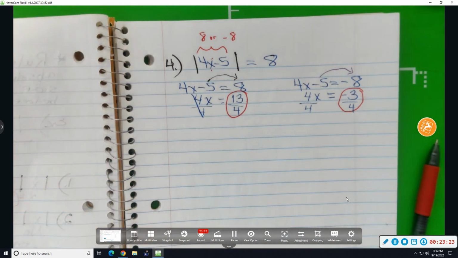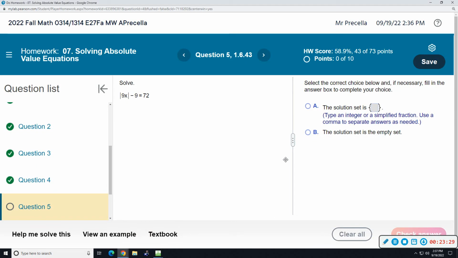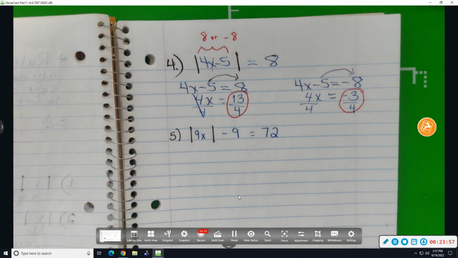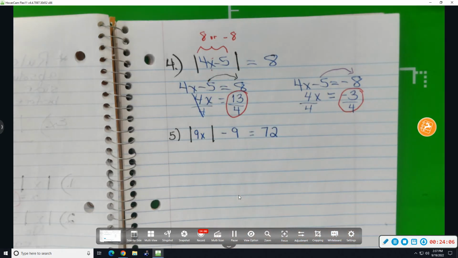Let me write down number 5. Absolute value of 9x, then a minus 9 equals 72. Hopefully y'all can tell my absolute value bars from my 1s. There's not a 19 in this problem. Just like up here, it's not 14x minus 51. That's why I'm trying to make those absolute value bars distinct.